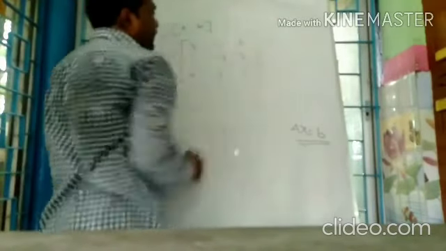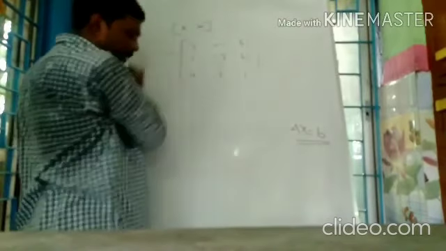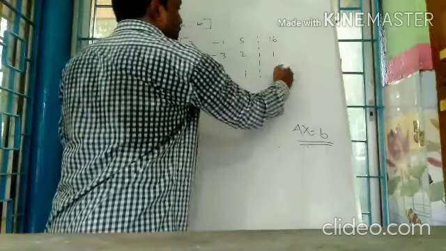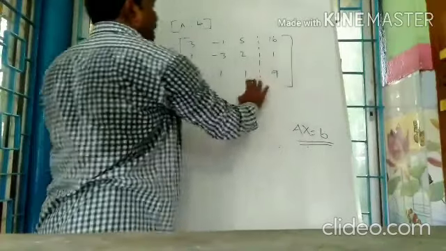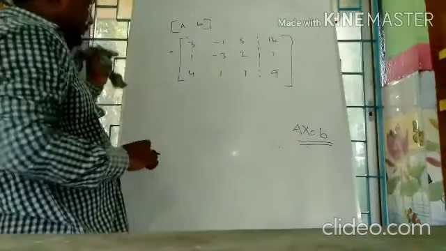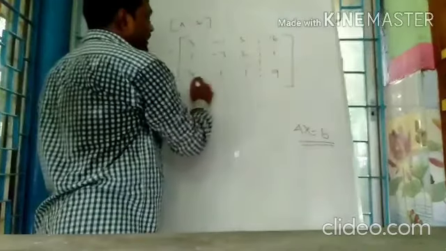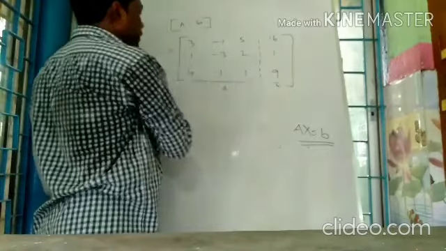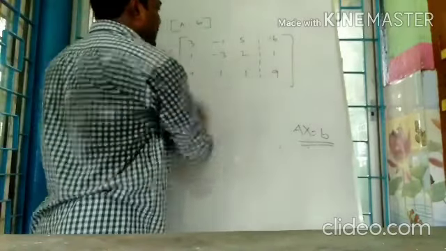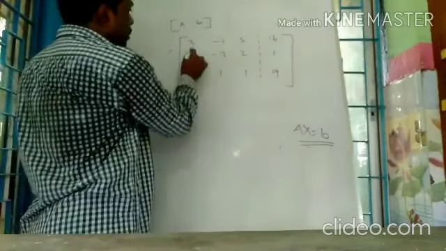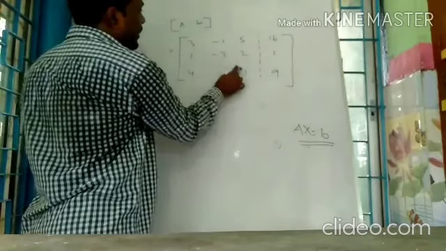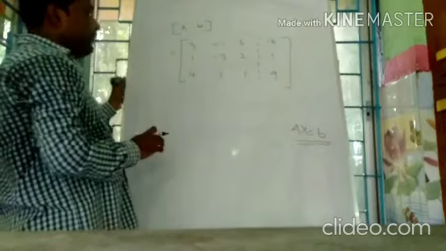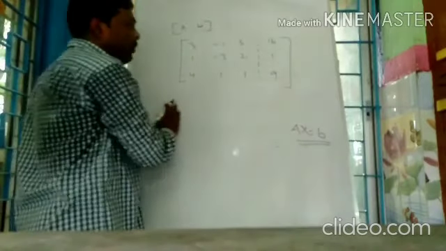Now write the vector B. What is the vector B? Vector B is 16, 1, 9. This is the vector B, and this is matrix A. Now we use row operations on this matrix system and convert all the elements below the principal diagonal. This is the principal diagonal, 3, minus 3, 1. All the elements below the principal diagonal we have to make into 0.